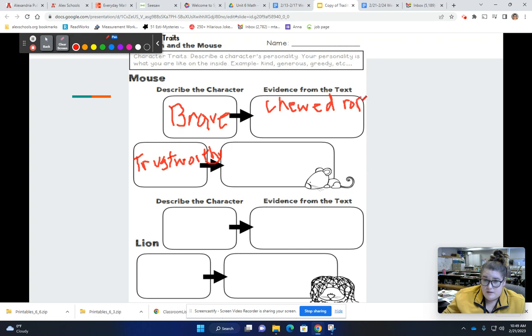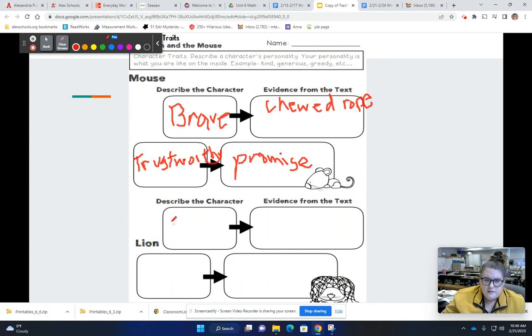Okay, I think that the mouse was very trustworthy because she kept her promise. I'm just going to write promise. She kept her promise. She's very trustworthy. Even though the lion didn't think she would keep her promise, she actually did.